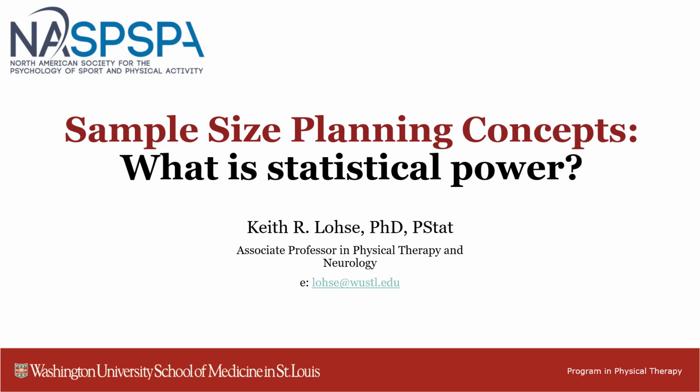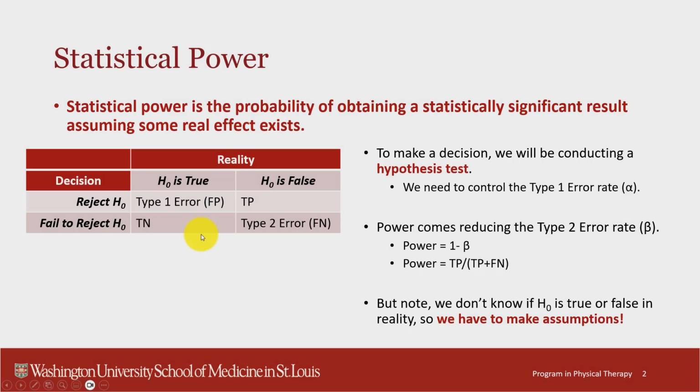But let's get started with talking about what is statistical power. So hopefully you're a little bit familiar with statistical power already and some different types of statistical analyses. But to refresh your memory, or maybe to give you a really firm definition, statistical power is the probability of obtaining a statistically significant result, assuming that some real effect exists.